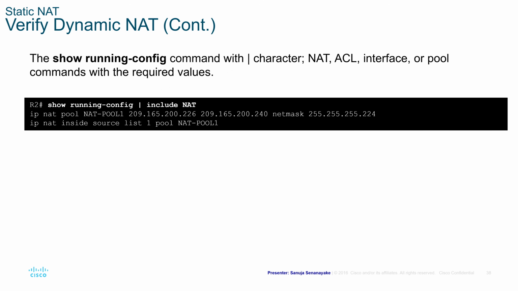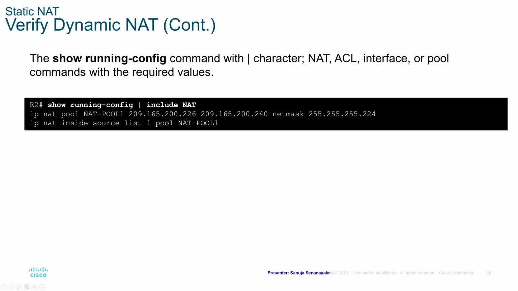The show running-config command with the piping character, this line character, with the NAT keyword, or the interface or pool commands with the associated required value, can be used to also display some NAT information. In this example, we have show running-config, and we are piping or filtering whatever information includes NAT in it. And in here, we have the display of that NAT information on these two lines.